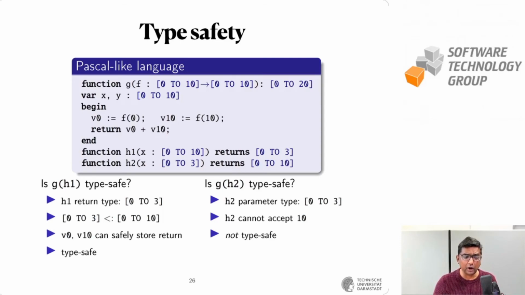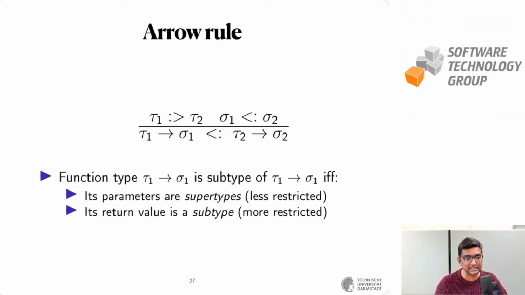So how you formally define this is using the arrow rule. What the arrow rule essentially tries to say is that a function of type t1 arrow sigma 1 is a subtype of t2 arrow sigma 2. I'm really sorry, I need to correct this. Only if the parameters are supertypes and the return values are subtypes.